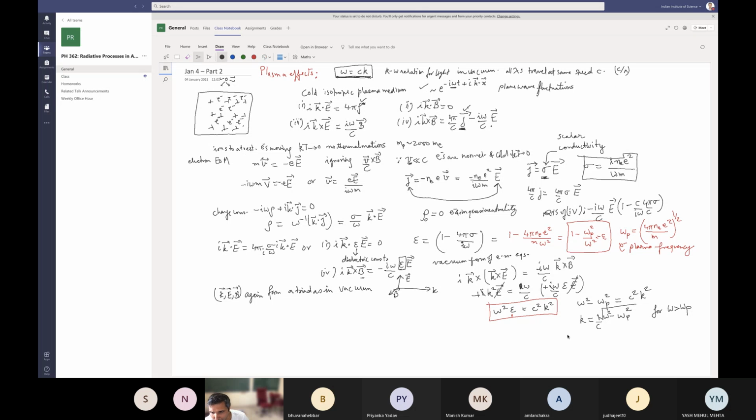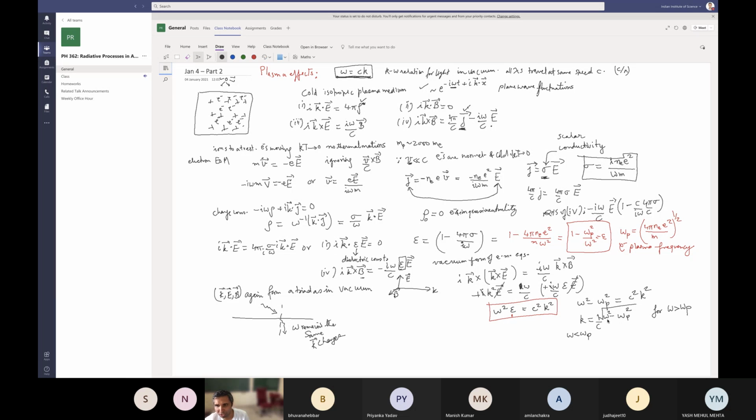What happens for omega less than omega p? Whenever you consider some wave moving or refracting through a medium, omega remains the same on refraction. K changes, because omega is just decided by how fast the source producing radiation is oscillating, but K is determined by this dispersion relation. So omega is fixed, but K adjusts to satisfy this relation in both media.